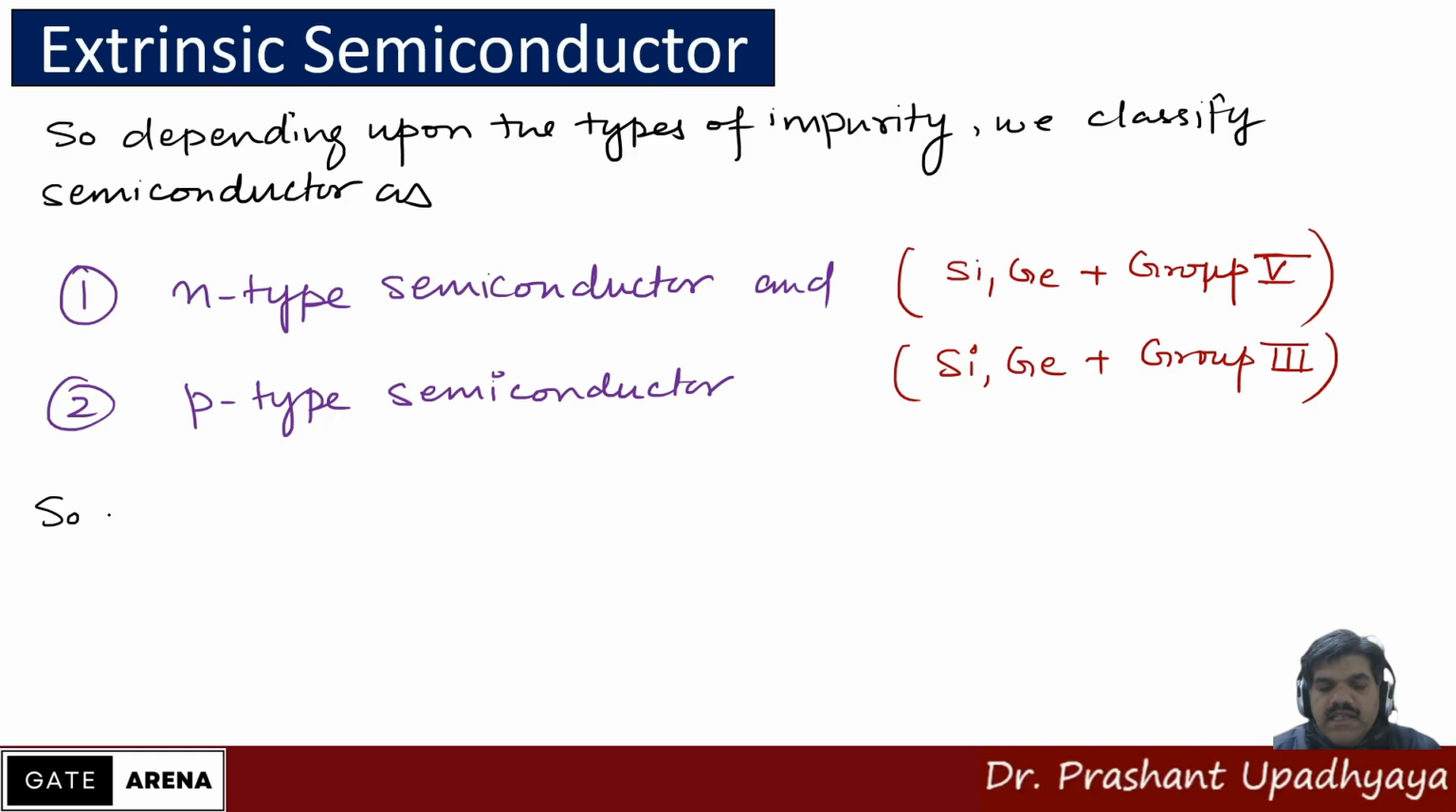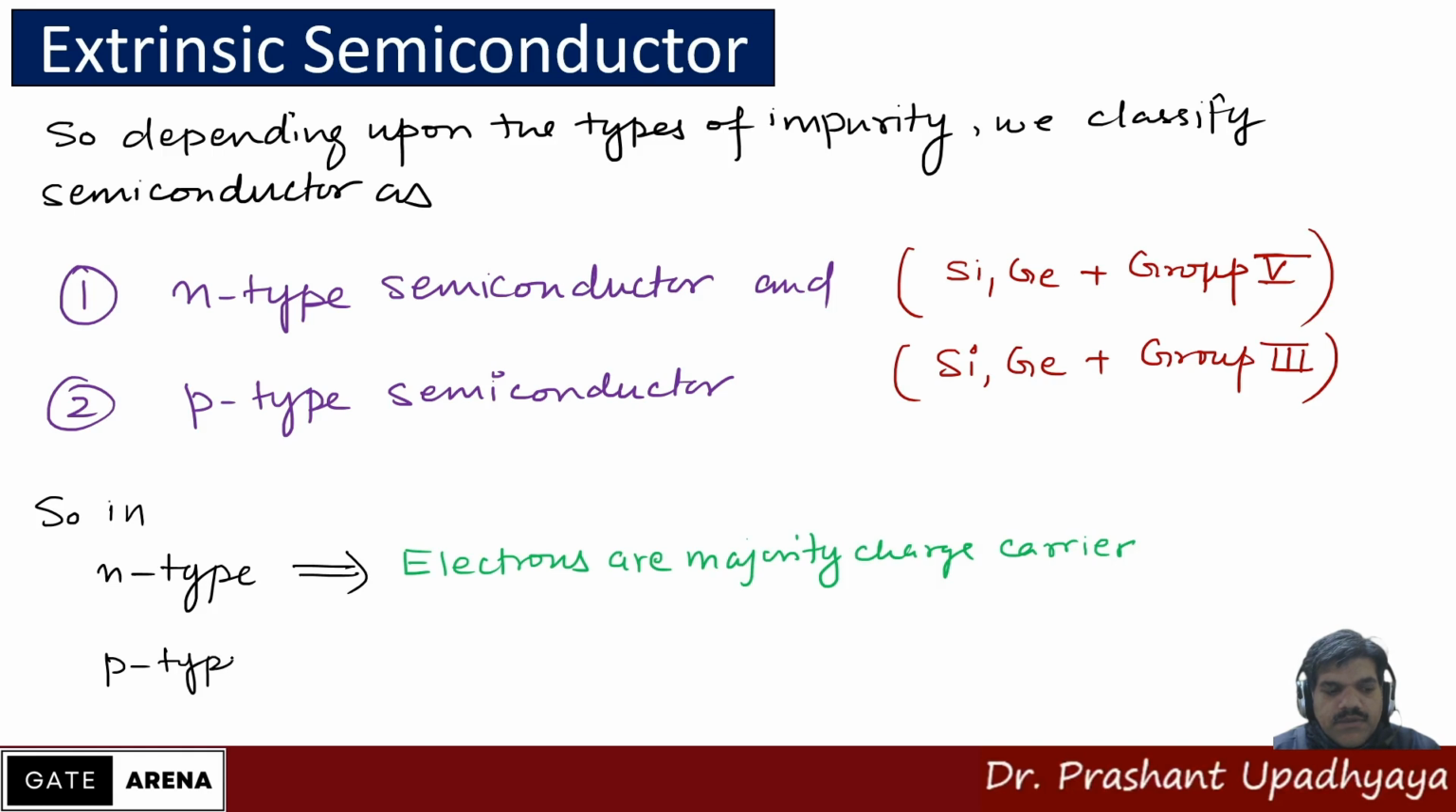In n-type semiconductors, electrons are the majority charge carriers and holes are the minority charge carriers. In p-type, holes are the majority charge carriers and electrons are the minority charge carriers. Right now we are talking only about the majority charge carrier. So in n-type, electrons are the majority charge carrier, and in p-type, holes are the majority charge carrier.